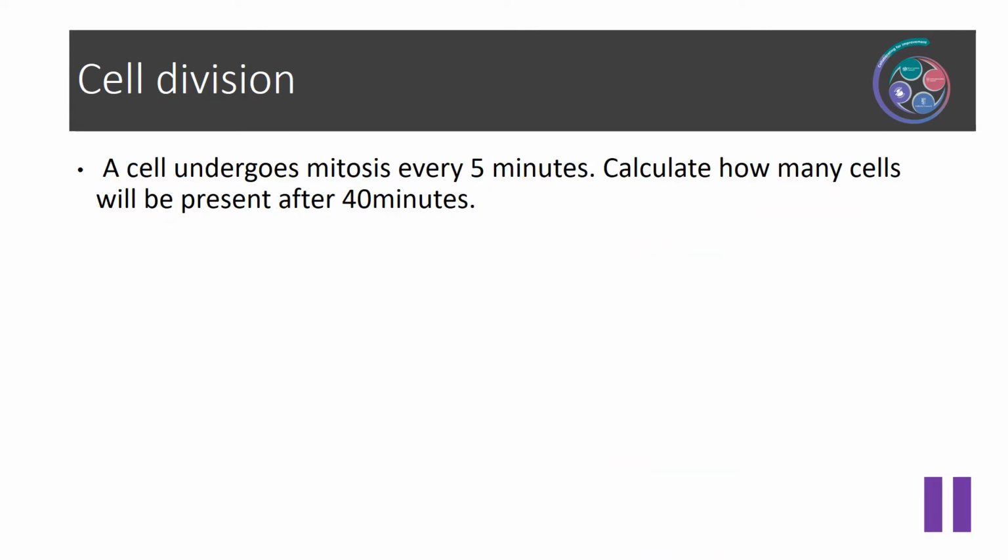So here's another one for you to try. So a cell undergoes mitosis every 5 minutes. Calculate how many cells will be present after 40 minutes. If you use the information from the previous question, this should not take you too long to do. So I will give you 1.5 minutes this time. What I'd like you to do is pause the video for 1.5 minutes and then carry on to the next slide after that. So use the information from the previous question, read through the question, and then once you've done that, have a try at going over it in the next slide.